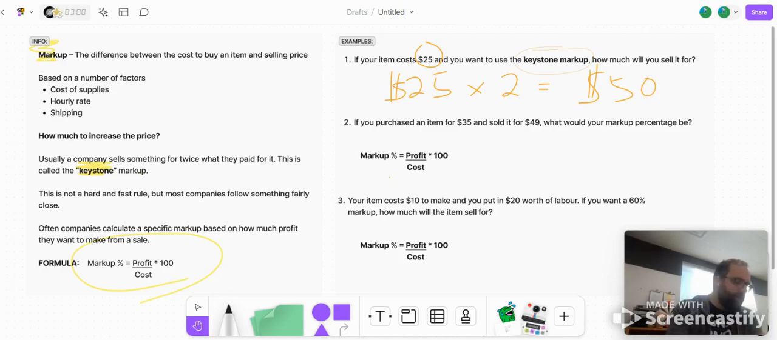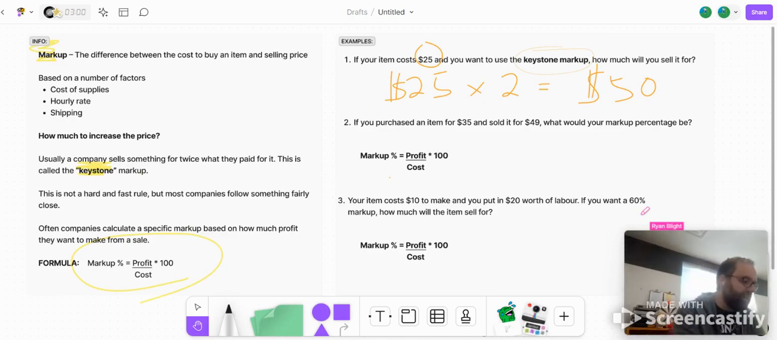But now, to actually get into the manipulation of the formula, we are going to look at example number 2 here. If you purchased an item for $35 and sold it for $49, what would the markup percentage be? We need to do a couple of calculations before we input anything into the formula, because we actually don't have the profit given to us.